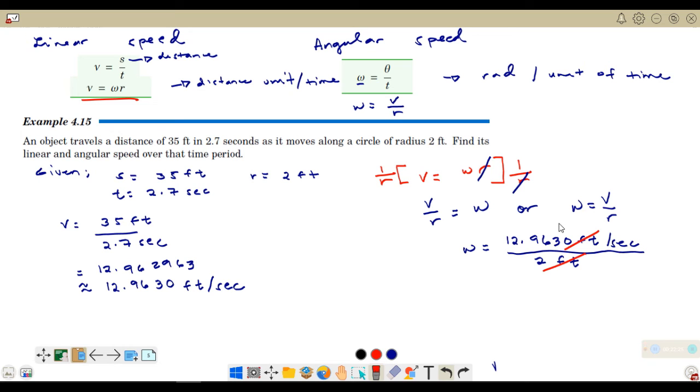Now let's solve for 12.9630 divided by 2. You will end up with omega is equal to 6.4815. And since angular speed is in radian per unit of time, this should be written as 6.4815 radians per second. Okay? So, ganun lang siya kasimple.